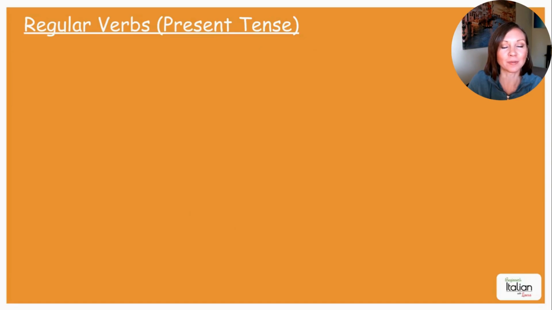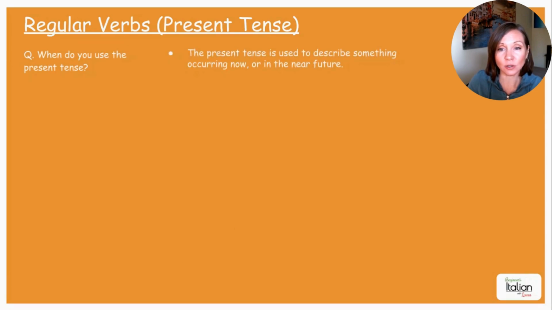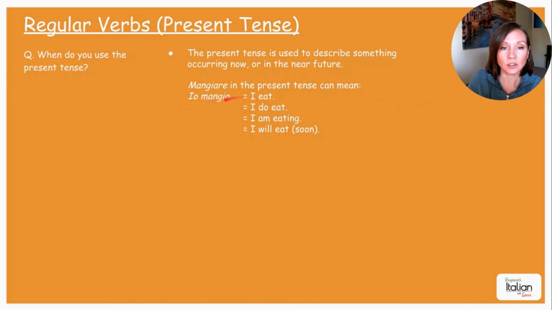Okay, regular verbs in the present tense. When do you use the present tense? The present tense is used to describe something occurring now or in the near future. So for example, mangiare in the present tense can mean I eat. So io mangio can mean I eat, I do eat, I am eating, or I will eat soon.